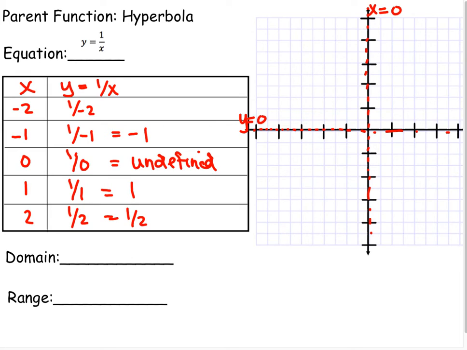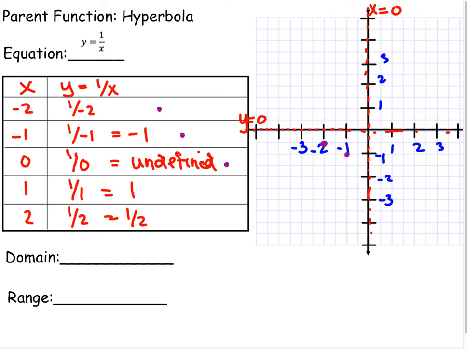So let's go ahead and graph some ordered pairs. So I'm just going to create this to be 1, 2, 3, 1, 2, 3, -1, -2, -3, -1, -2, -3. All right, so it's graphing some ordered pairs. So let's start with this one, -2, -1/2. So we're going to go left 2 and then down 1/2. And the next one is -1, -1. And then this ordered pair does not exist. That's where the asymptote will be.